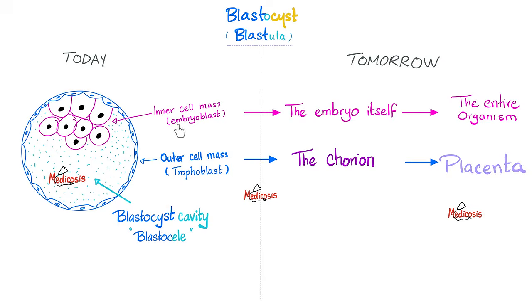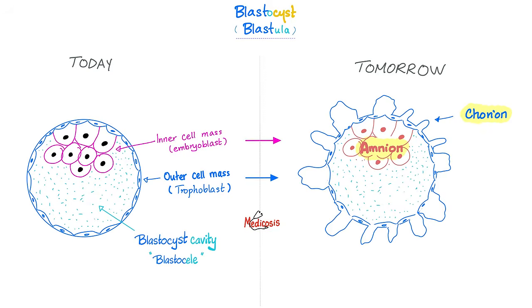The inner cell mass is the embryoblast. It will become the embryo itself. Whereas the outer cell mass is the trophoblast, which will become the chorion, which will become the placenta. The blastocyst cavity, also known as the blastocele, will turn into the cavity of the yolk sac. This is the blastocyst. This is the cavity of the blastocyst.